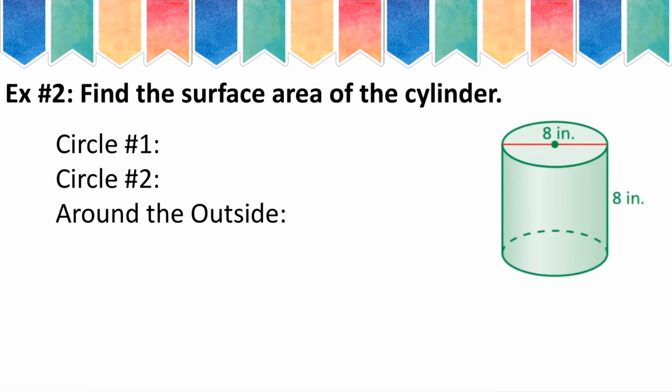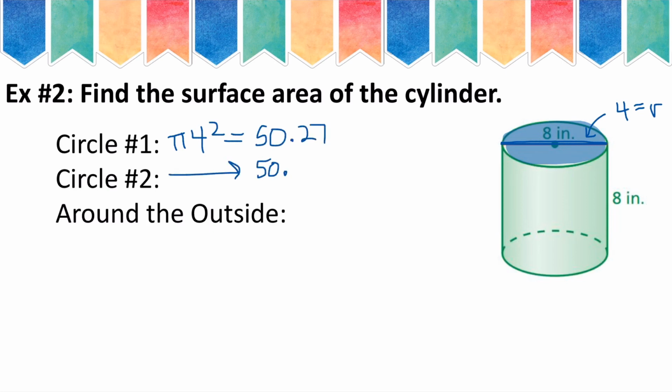Again, I'm going to start with the circles. And my top circle is always going to be the same as my bottom circle. Now, notice how here we have a diameter of 8 inches, which means our radius will actually only be 4. So to find the area of the circles, I'm going to do pi 4 squared, which again will be 50.27. And both of my circles always need to be the same.